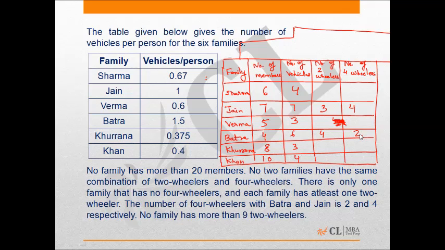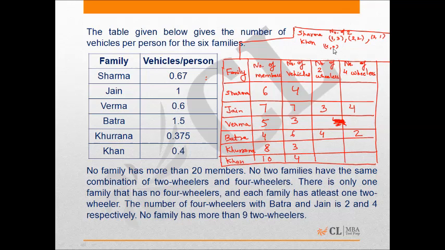So what I can do is, for the Sharma and the Khan family, when I talk about the number of two-wheelers and the number of four-wheelers, the possible combination could be, because total vehicles is 4, for both the families Sharma and Khan, either 1, 3, that's possible, or maybe 2, 2, or maybe 3 and 1, or maybe 4 and 0. So that's a possibility I have for the Sharma and the Khan family.